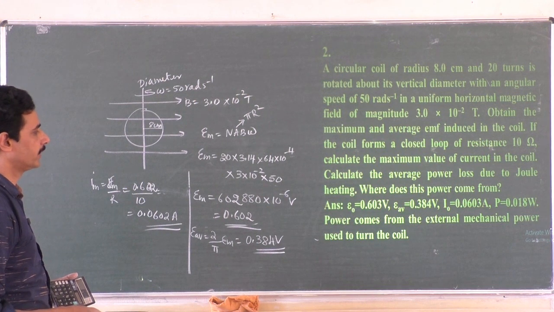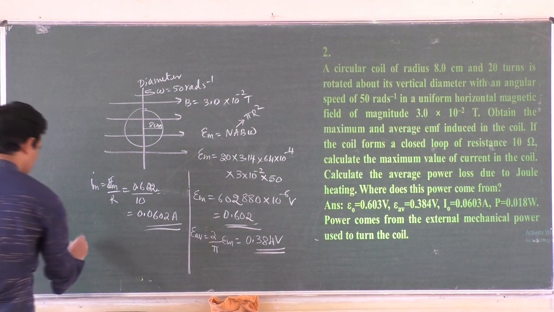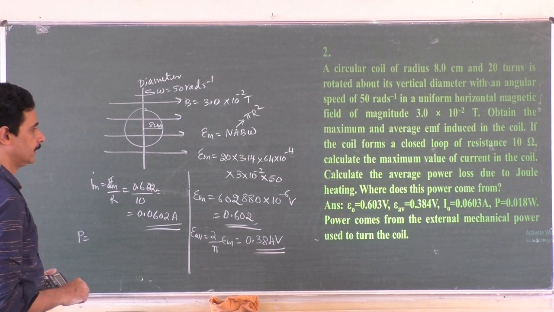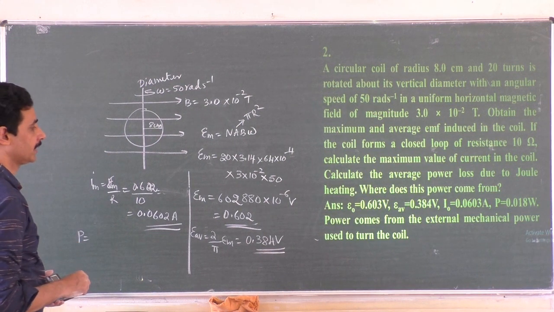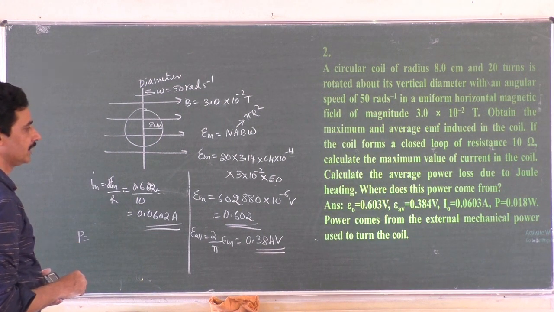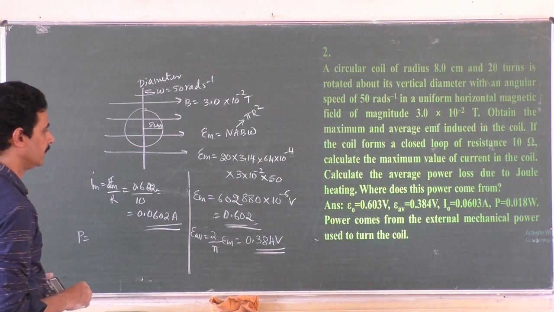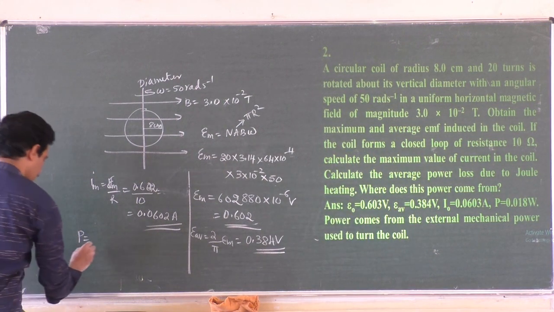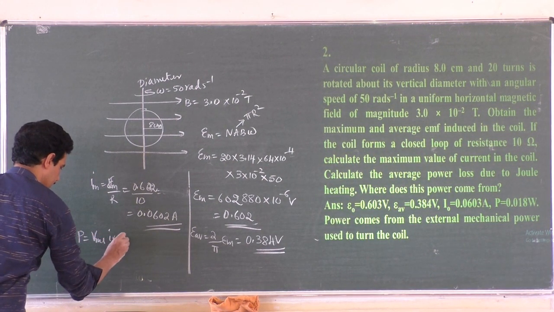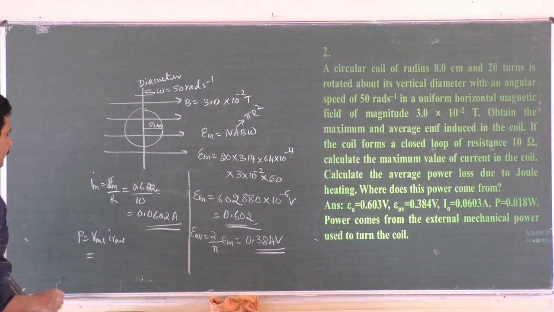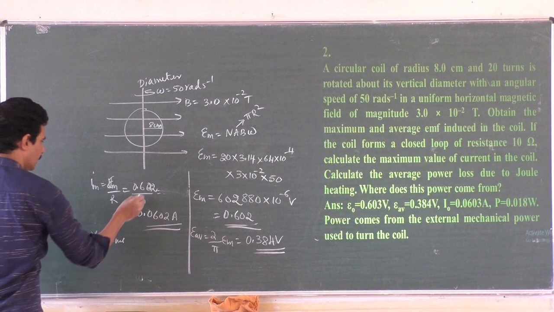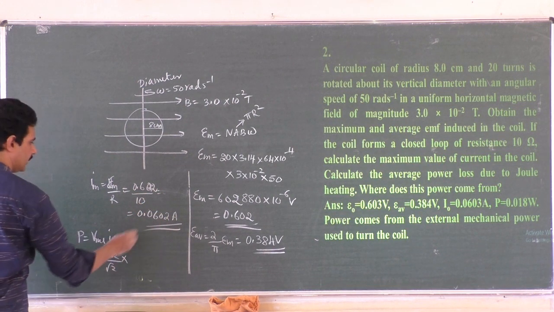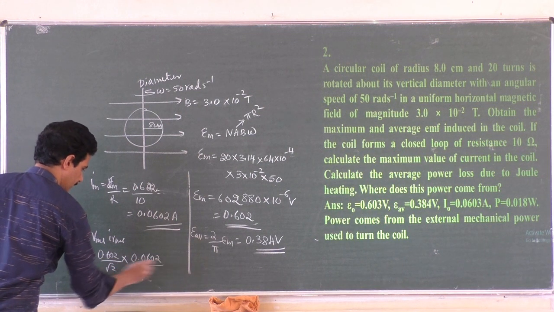Power. Calculate the average power loss due to Joule heating. Power is equal to, actually we should calculate it as Vrms into Irms. Actually it is not V into I. Calculate the average power loss. Average power loss is Vrms into Irms. That is equal to, peak value of voltage is 0.602 by root 2 into peak value of current is 0.0602 by root 2.